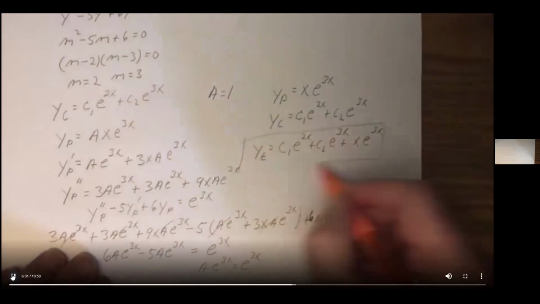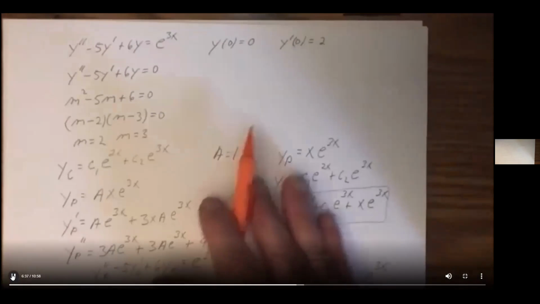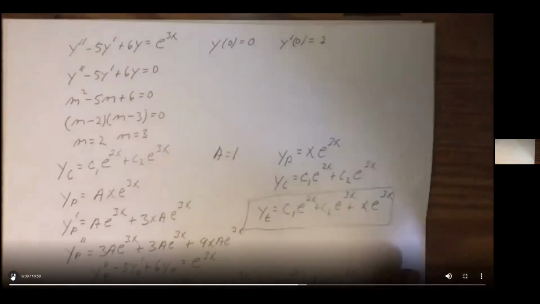Now we want to solve it for the initial conditions, right? We want to solve it for these initial conditions. So let me do that on a separate sheet of paper, and let me copy this down again. When you apply the initial conditions, you have to be looking at the total solution, right? So this is our solution.